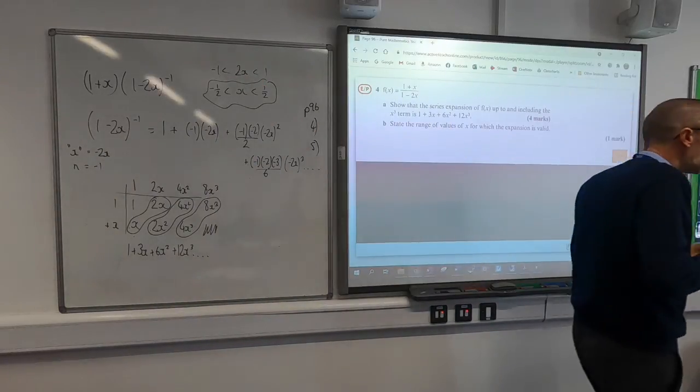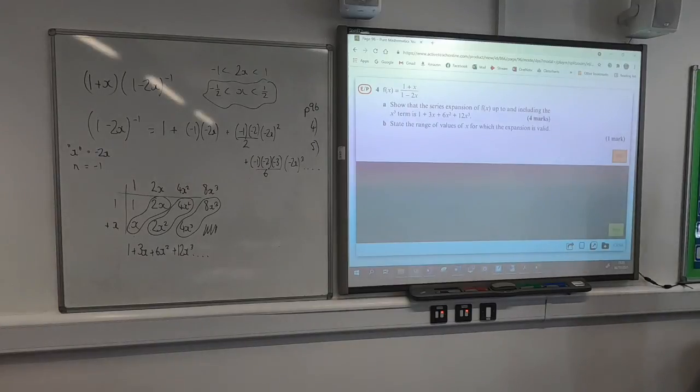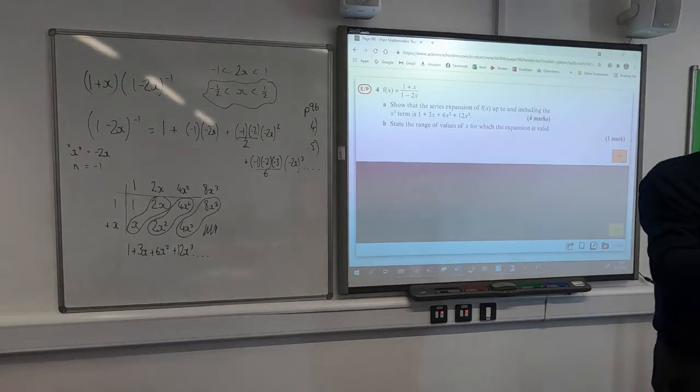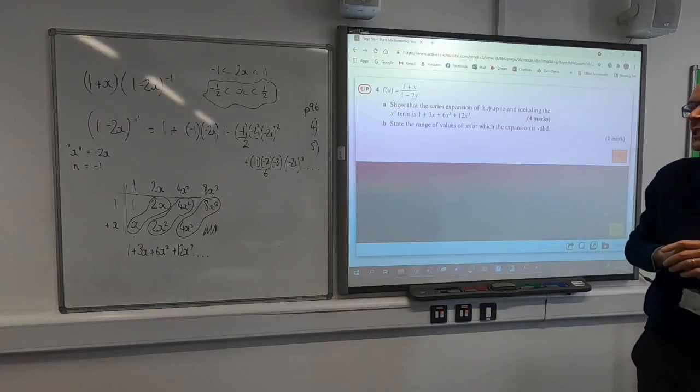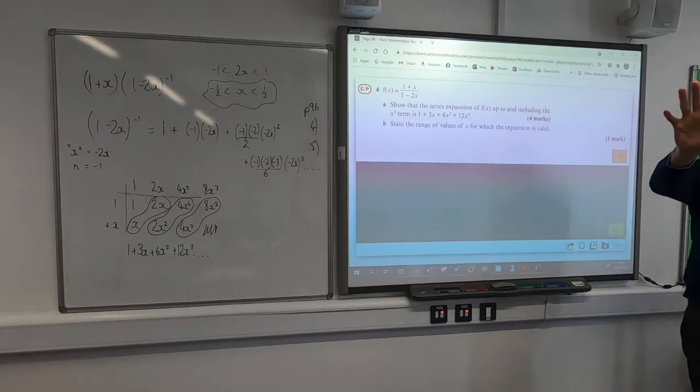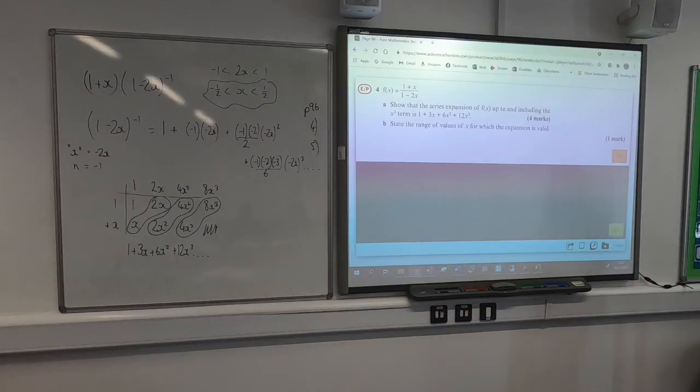You do sometimes get questions where numerator and denominator are both things you expand binomially. If you're then asked about validity, you say whichever of the two validity conditions is the harshest. So if one is valid between minus half and a half and one is valid between minus a quarter and a quarter, it's minus a quarter and a quarter.